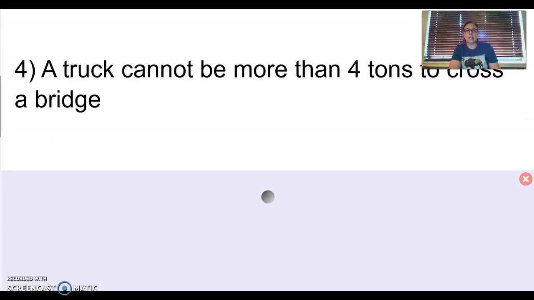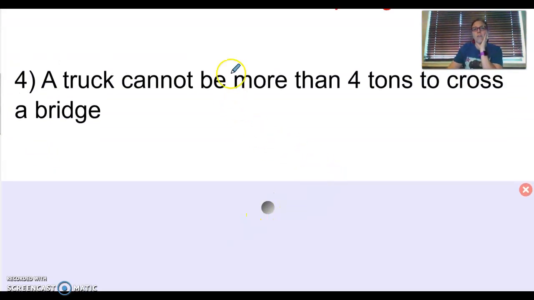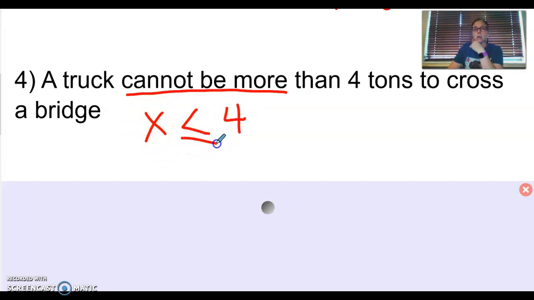A truck cannot be more than 4 tons. So pause these and write these down because it'll help you. To cross a bridge. So here is our truck. Our truck is X. It cannot be more than 4 tons. So it can be less than 4 tons. And it can be equal to 4 tons, but it can't be greater than 4 tons. So this is what it would look like. X is less than or equal to 4.